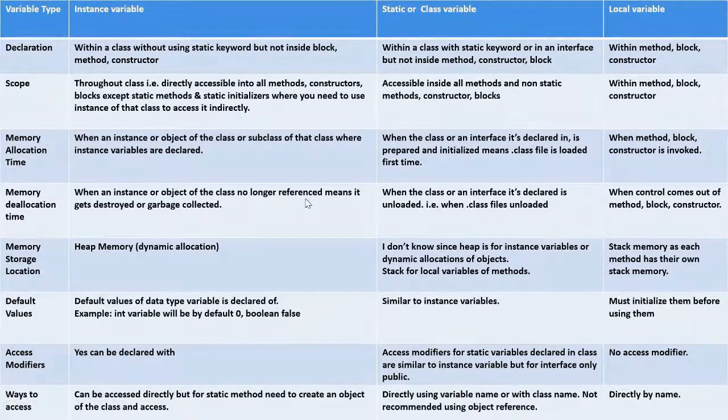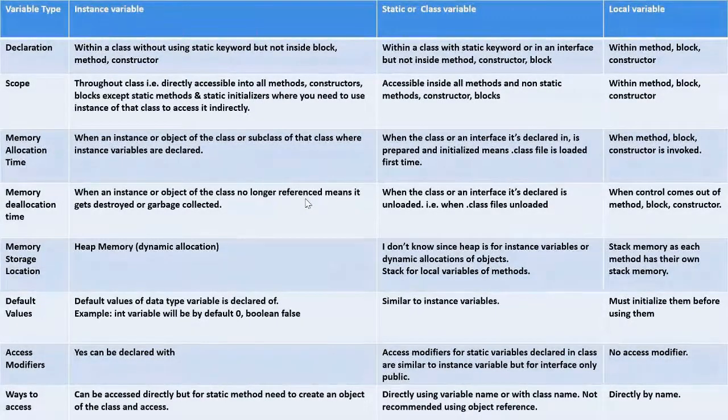Memory allocation time: when you create an object of a class, that time the memory gets allocated, that is in the heap memory. Memory deallocation time: when an instance of the class is no longer referenced, meaning it gets destroyed or garbage collected, that time the memory occupied by that variable also gets deallocated. So memory storage location: heap memory, dynamic allocation.